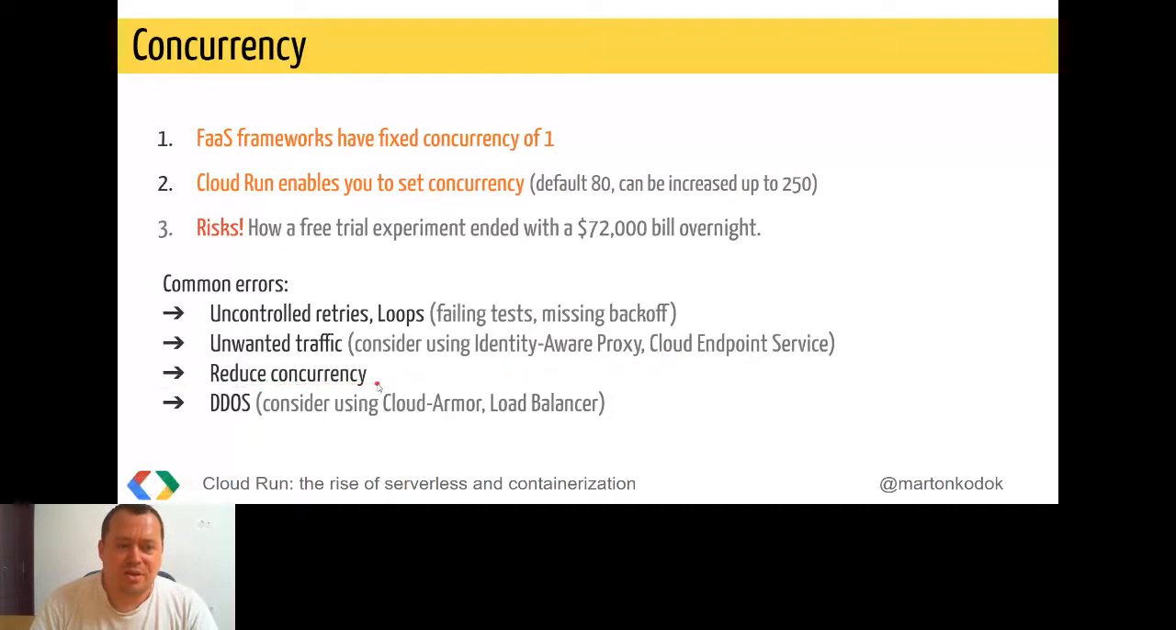Also, you can reduce concurrency. By default, you have 80, but you can reduce the concurrency to only 5 or 10 and gradually increase it as the traffic needs. When you have a DDoS issue, you can use specialized products for this, like Cloud Armor together with an external load balancer with multiple backends for Cloud Run, in order to reduce the amount of traffic based on heuristics. You could, for example, with the touch of a button, signal that you're being DDoSed, and the ML behind Cloud Armor will automatically filter out all the traffic that's considered nasty.